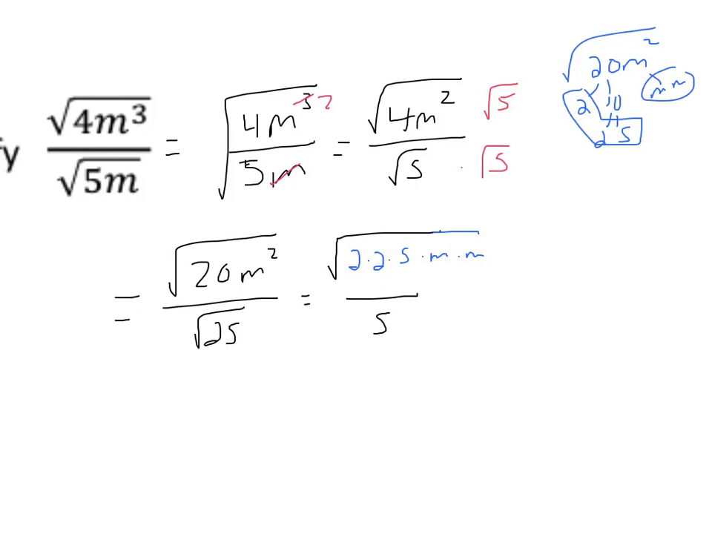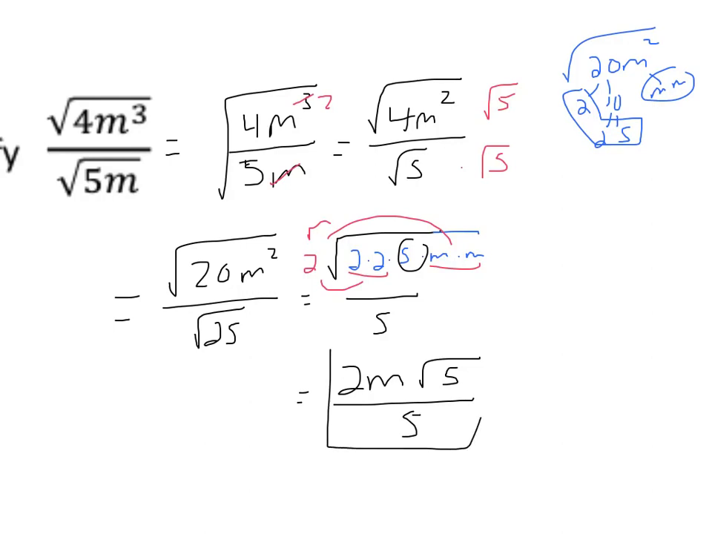As mentioned before, when there's 2 of something, you can pull out one of them. So now we have 2m on the outside. On the inside you're left with just the 5, all over 5. And again, we cannot cancel out the 5's because one's in root and one's not. And this ends Lesson 10.1, Video 6.